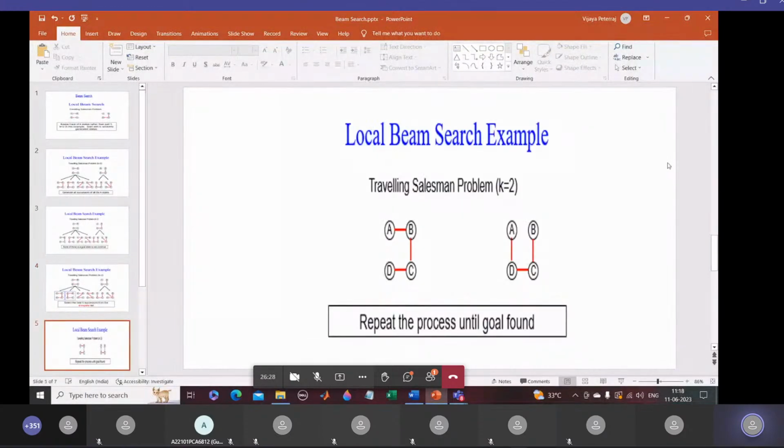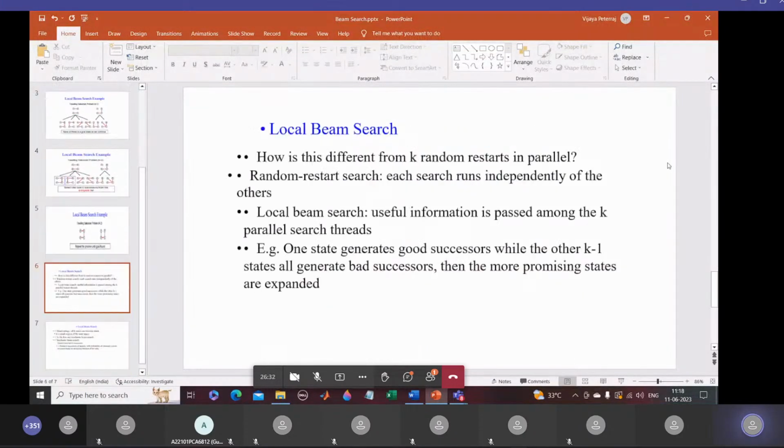Machines will rectify the human errors and deliver the best results. Machines can operate 24/7 and reduce your operation cost. Local beam search: how is this different from random restart? In random restart, each search runs independently of the other, and they are not going to follow any order.